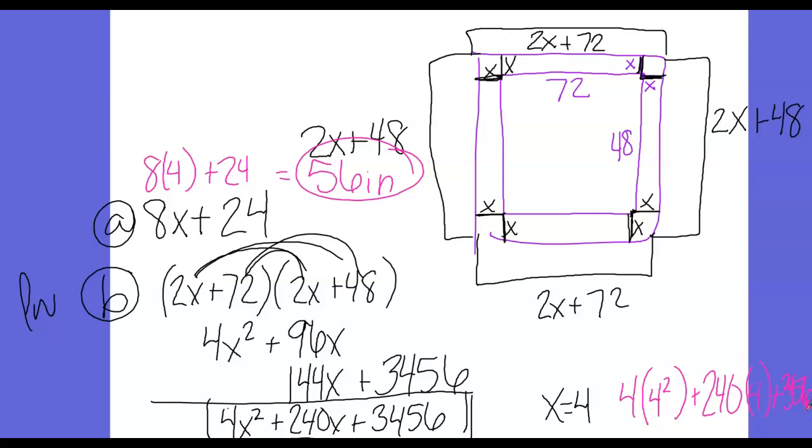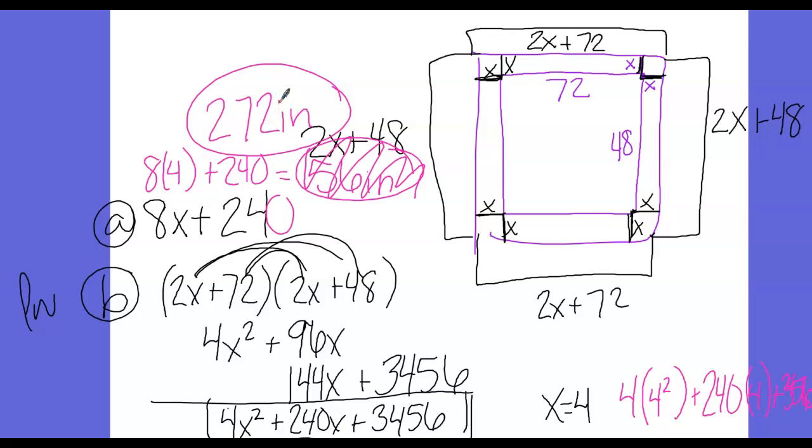Wait, Miss Boston, isn't 24 supposed to be 240? Yes. Yeah, I was on A, so I was very confused. It's supposed to be 240. Okay, sorry. So then, what's 32 plus 240? 272. So this should be 272 inches. There we go. Okay, so what do you get for the bottom answer?